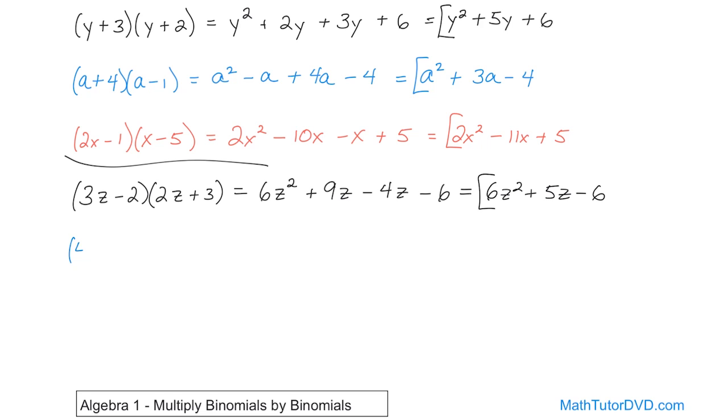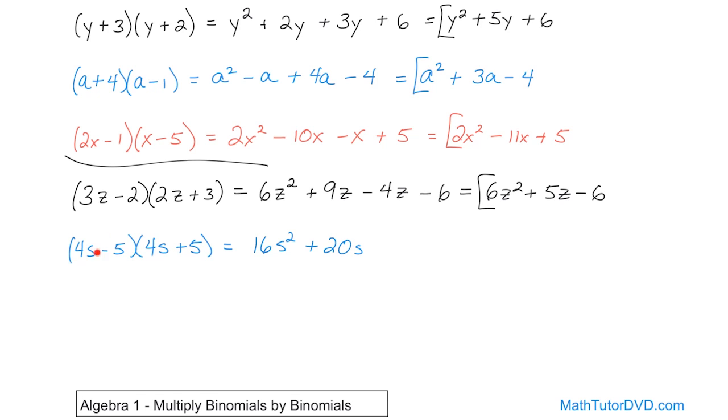Here we go. 4s minus 5 times 4s plus 5. Okay, so we're going to start with this guy. We're going to distribute the 4s. So 4s times 4s. 4 times 4 gives you 16. S times s gives you s squared. We add the exponents. Then we have 4s times the 5. So 4 times 5 is 20. They're both positive, so 20s.